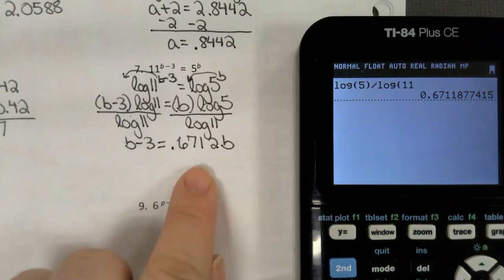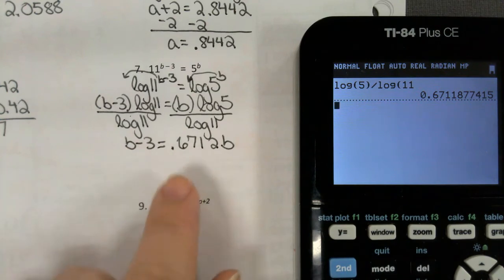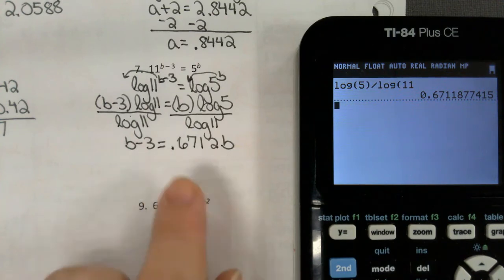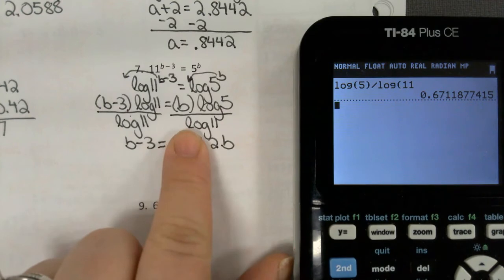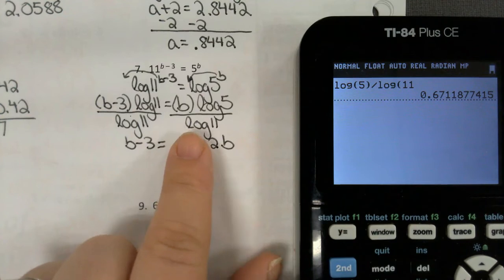Here's where a lot of students really get confused. We are trying to get b's by themselves, and that means that we need to move them to the same side. So I need to move this b to the other side. A lot of students really struggle with being able to see that because of this long decimal here. So if that's you, I suggest maybe changing it into a simpler problem to decide what to do next. If this was b minus 3 equals 2b, it would be clear to us that we would need to subtract 1b from both sides. So that's what we're going to do now.